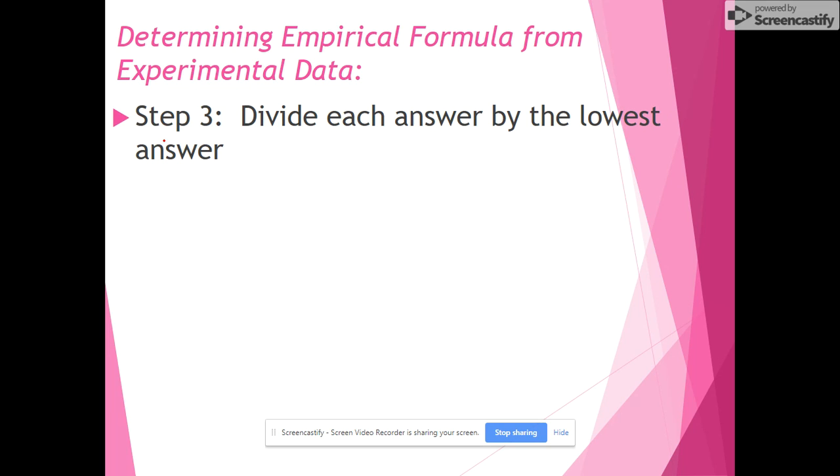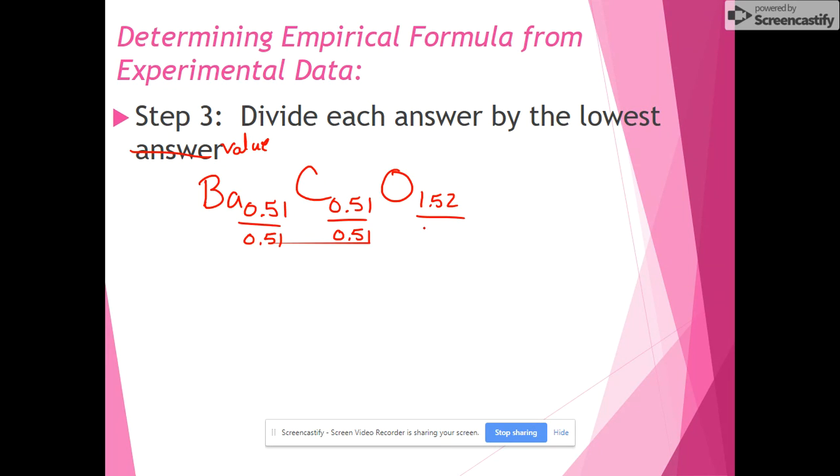So I want to rewrite this. This is the way I like to set these up in terms of formatting, and I would encourage you to try the same just to make it clear. For barium, I'm going to take the 0.51 and make it a subscript. For carbon, I'm going to take the 0.51 and make it a subscript. And for oxygen, I'm going to take the 1.52 and make it a subscript as well. We are going to divide each of these by the lowest value. But 0.51 is our lowest, so we are going to divide each of these by 0.51.